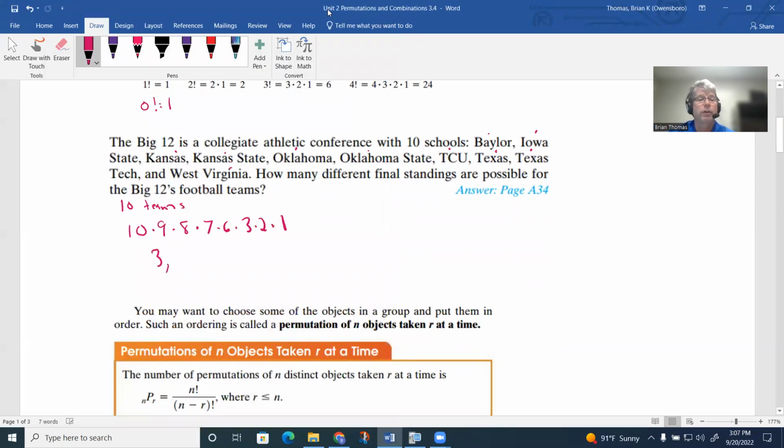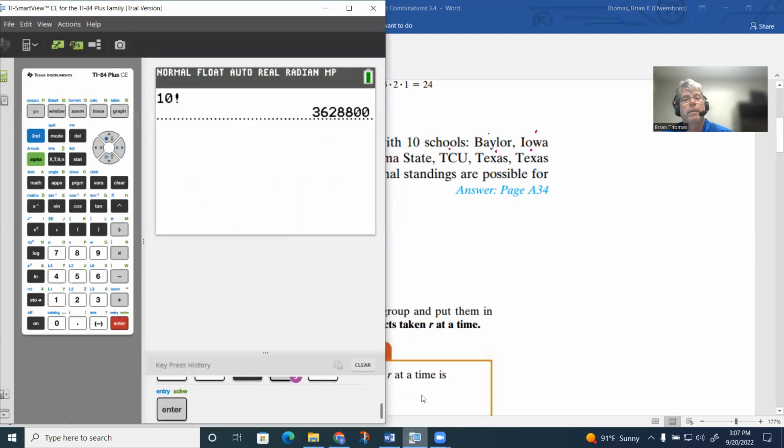So it's kind of weird. There's actually that many choices. So 3,628,800. I think I typed that in correctly. Yeah, we got it.